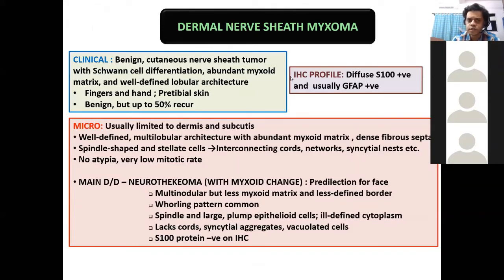In the case of a dermal nerve sheath myxoma, site is important. Usually it's in the fingers and the hands, whereas the conventional neurothekeoma is usually on the head, usually in the forehead. So that's one important thing. Plus S100 will help you, along with the fact that the cellularity over here is less compared to what you have over here. So this is the main differential diagnosis, neurothekeoma with myxoid change.